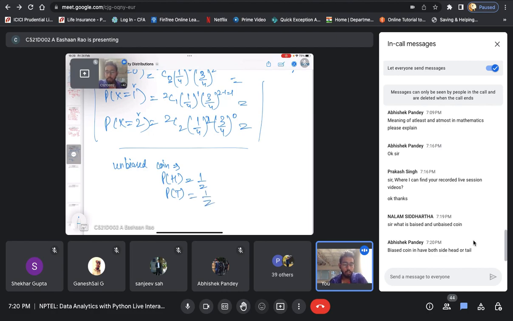That is 1 by 2 and 1 by 2. Okay, that is the biased coin. An unbiased coin has equal chances of getting a head and a tail. But in a biased coin, I cannot assure that the probability of getting a head and the probability of getting a tail will be equal. If I have tweaked the coin a little bit, there's a high chance that I may get the head more number of times rather than tail. So that will become a biased coin.